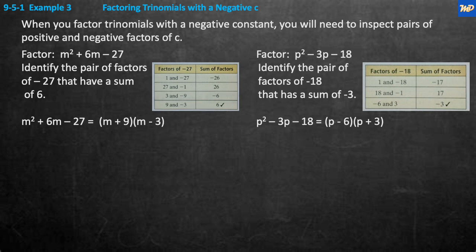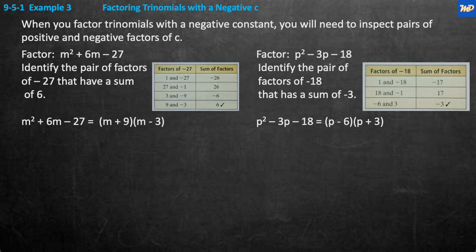Okay, they want us to factor m squared plus 6m minus 27. Identify the pair of factors of 27 that have a sum of 6. So looking in the table here, does 1 and 27 give us a 6? No, it's a 26. Okay, how about 27 and negative 1? Gives us positive 26. We're looking for 6. How about 3 and negative 9? That gives us negative 6.